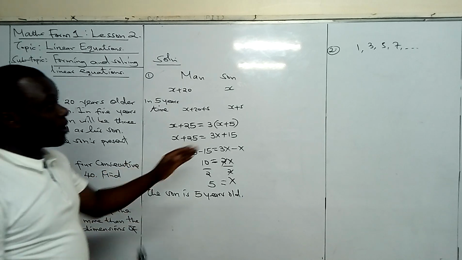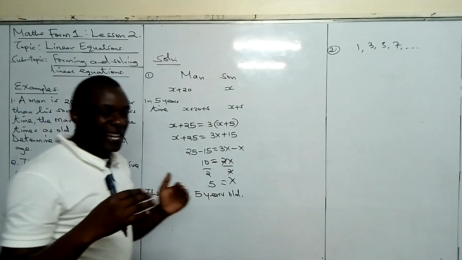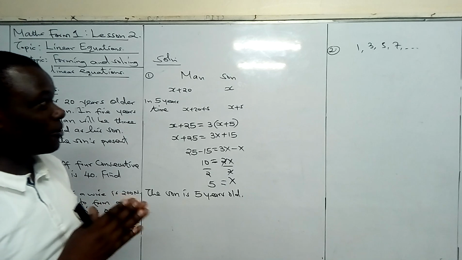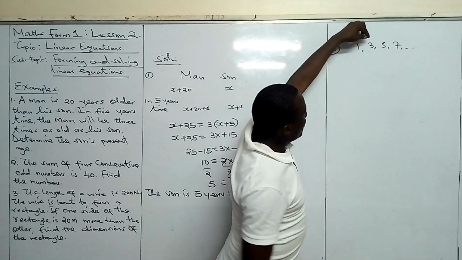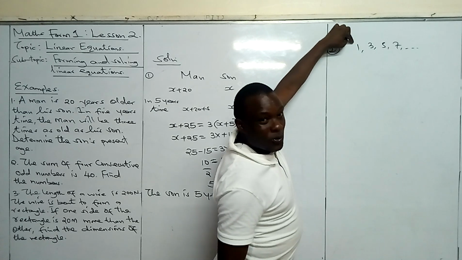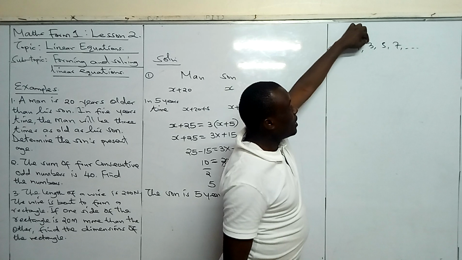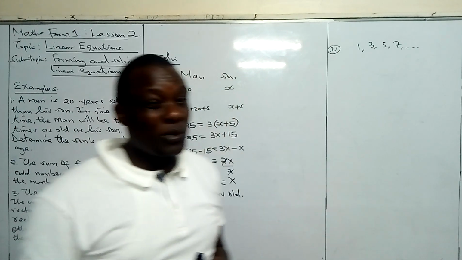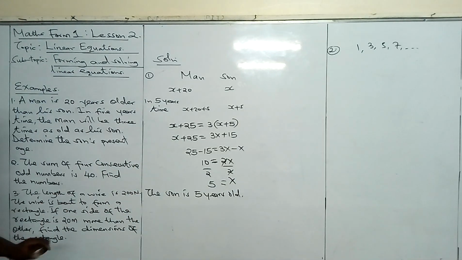There is a reason why I've done so: so that you can understand that the difference between 2 consecutive odd numbers is 2. How? If you take 3 minus 1, you will obtain 2. You take 5 minus 3, you will obtain 2. 7 minus 5, you will obtain 2. That tells you that the difference between any 2 consecutive odd numbers is 2.